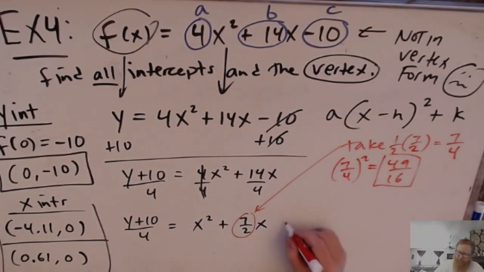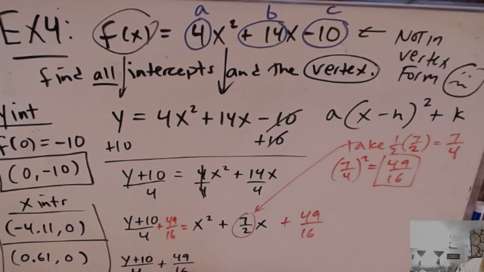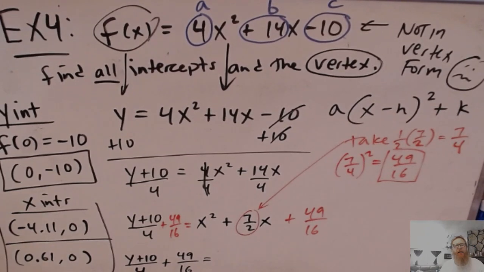49/16. That's the magic bullet. You're going to add 49/16 to both sides of the equation. You might be tempted to try to solve the left-hand side. Hold your horses. Don't try to actually do the math on the left-hand side.